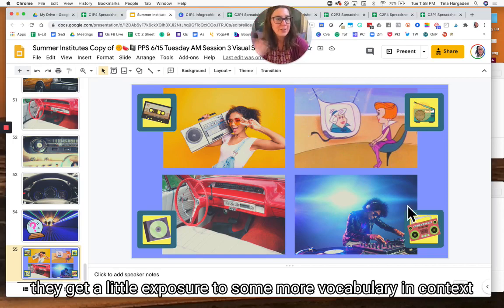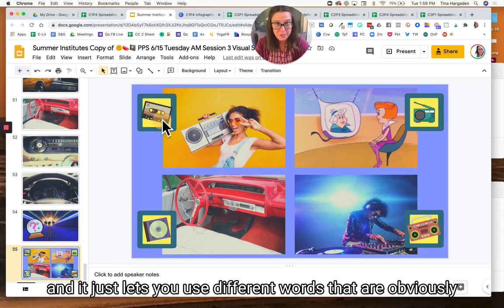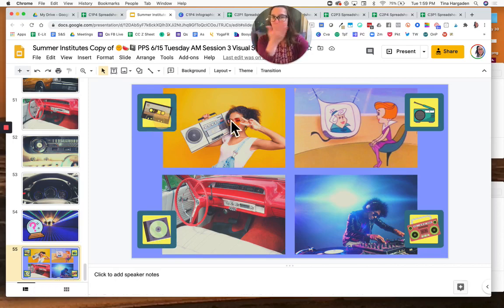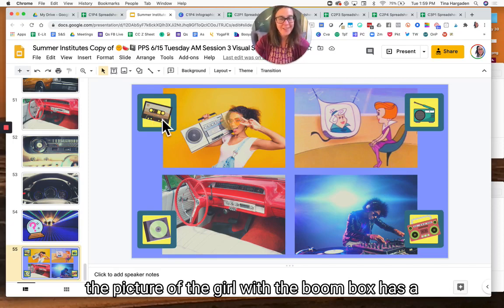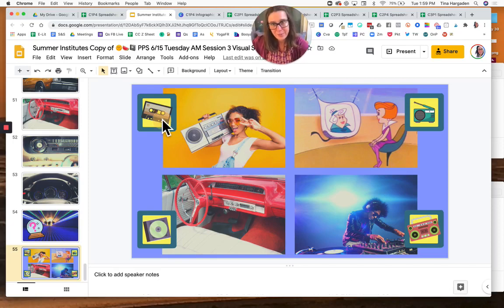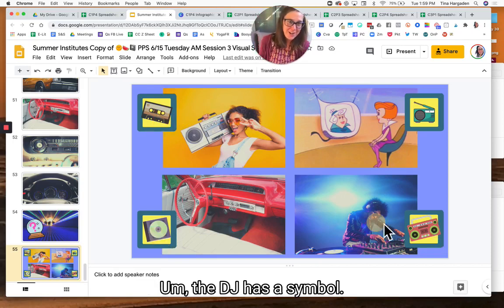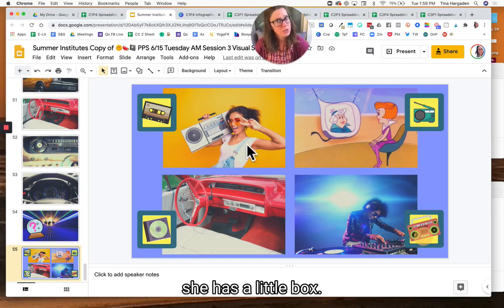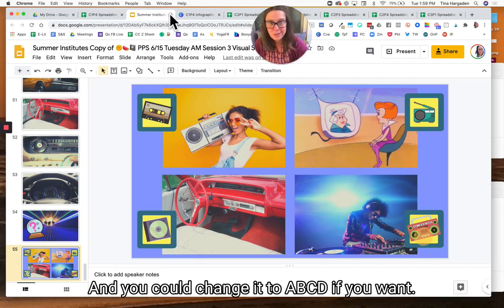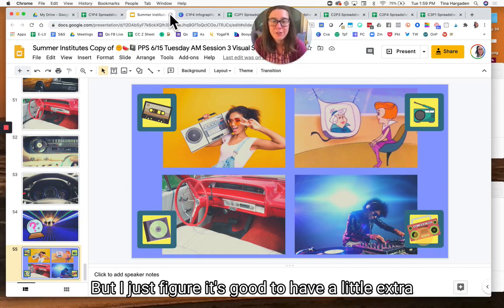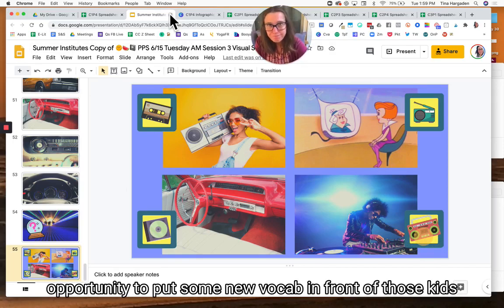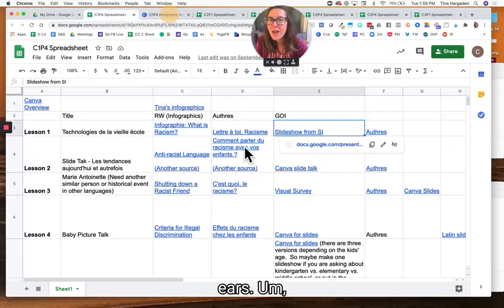They get a little exposure to more vocabulary in context, and it lets you use different words that are really easy for your kids to understand, because you're like, the picture of the girl with the boombox has a symbol, which is a cassette tape. The car has a symbol, which is the CD. The DJ has a symbol that's the boombox. Oh, look, she has a boombox. So anyway, it's totally random, and you could change it to ABCD if you want, but I figure it's good to have a little extra opportunity to put some new vocab in front of those kids' ears.